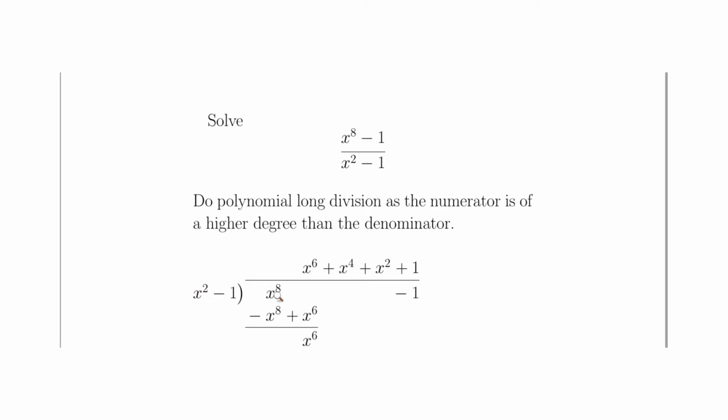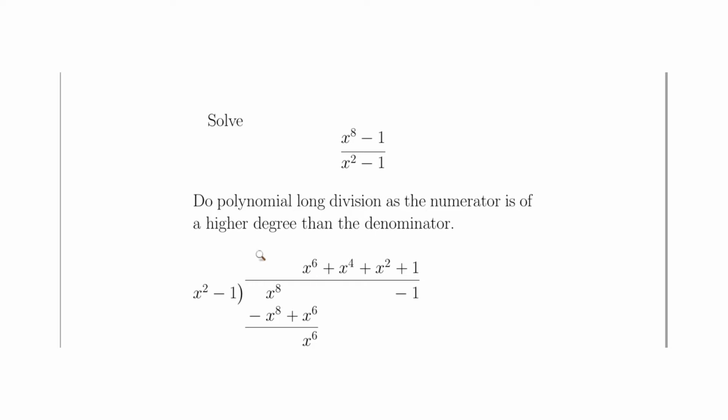So x to the 8 divided by x squared gives us x to the 6. So 8 minus 2 is 6. So we're subtracting the indices, 8 minus 2, rather than 8 divided by 2. So don't make that mistake. It wouldn't be x to the 4, that would be wrong. So it's x to the 6, 8 minus 2.